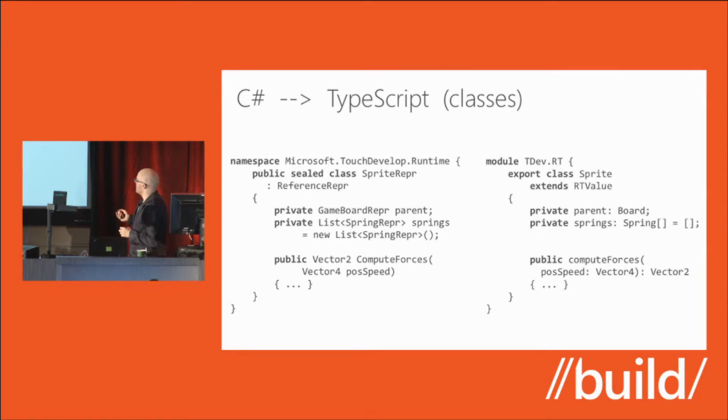And so this is a function signature of a method that computes forces that affect the sprite, right? So it takes a vector 4 and it returns a vector 2, and here you write it slightly differently. But the top-level structure is quite similar. Also, in JavaScript, you very often use arrays, where in C# you would use lists or arrays or a couple of other things.